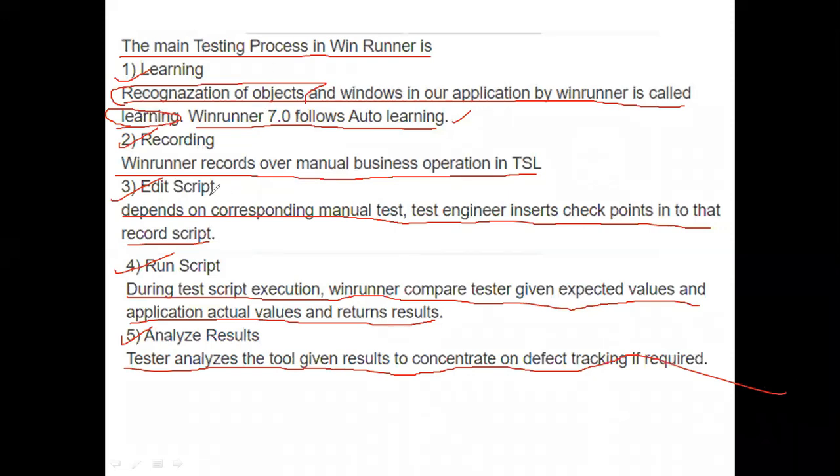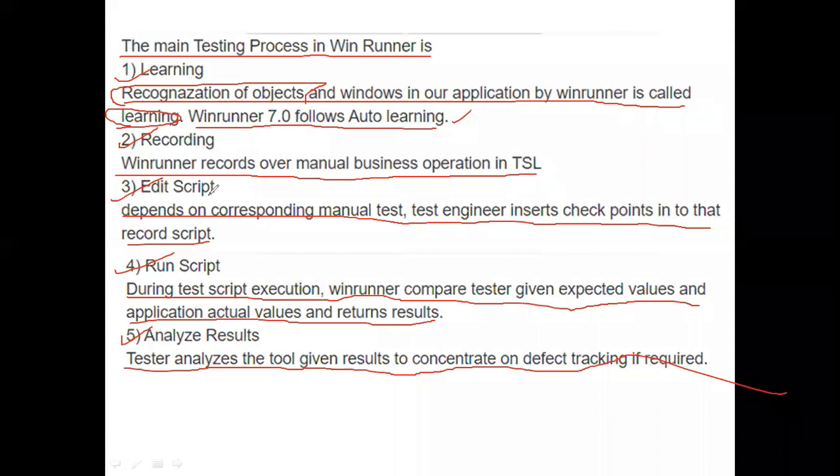So the process in WinRunner is: the first step is learning, the second step is recording, the third step is edit script, the fourth step is run script, and the fifth step is analyze results. In the first step, learning, WinRunner can recognize the objects and windows in our application. So that is called learning. Recording means WinRunner records our manual business operations in TSL.